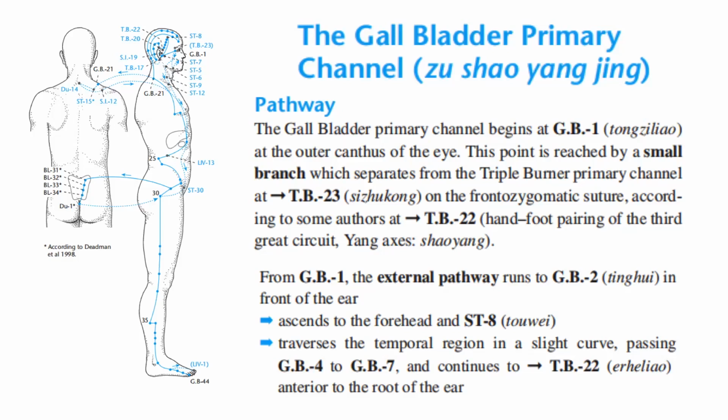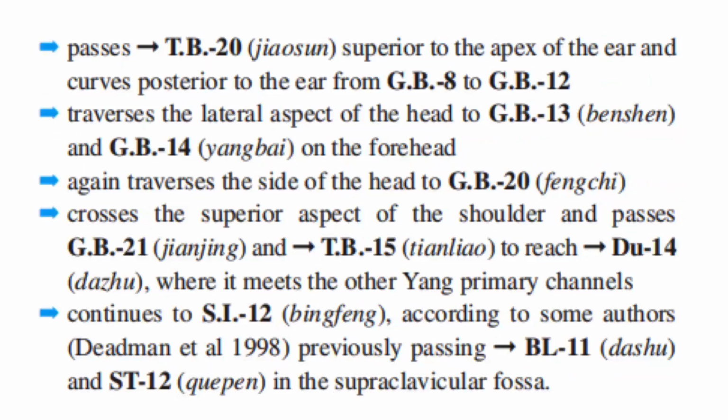From GB1, the external pathway runs to GB2 in front of the ear. Then it ascends to the forehead and stomach 8. Then it traverses to the temporal region in a slight curve, passing GB4 to GB7 and continues to triple burner 22, anterior to the root of the ear. Then it passes through triple burner 20, superior to the apex of the ear, and curves posterior to the ear from GB8 to GB12. It then traverses the lateral aspect of the head to GB13 and GB14 on the forehead.